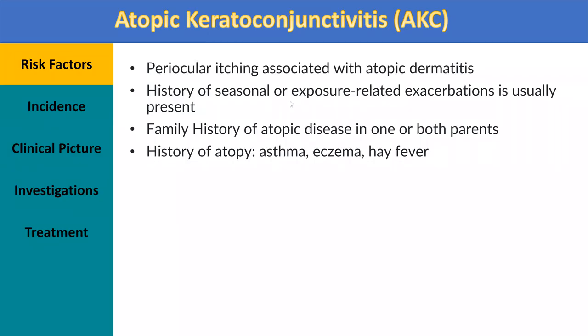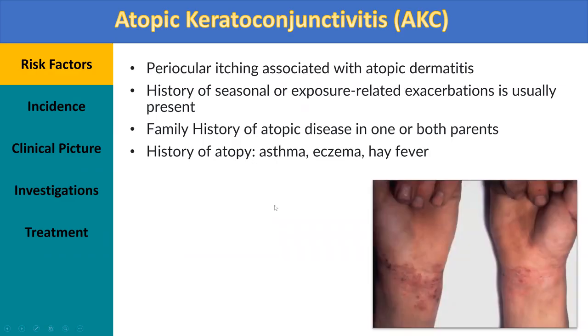So what is atopic keratoconjunctivitis? It is another disease associated with atopy. Those patients will also have a family history of atopy, asthma, eczema, and hay fever. They can have atopic disease in one or more parents, characterized by periocular itching with atopic dermatitis. This atopic dermatitis is more common in atopic keratoconjunctivitis.